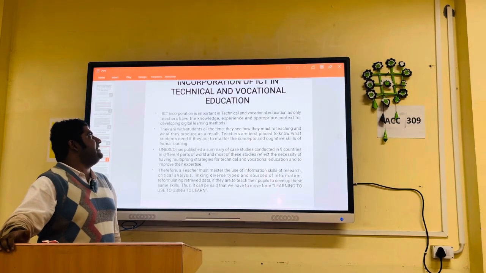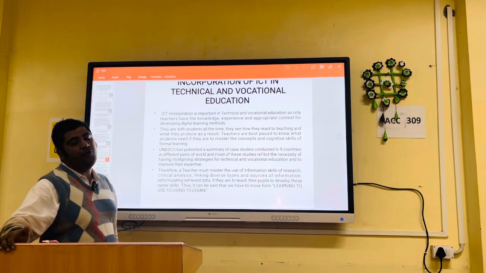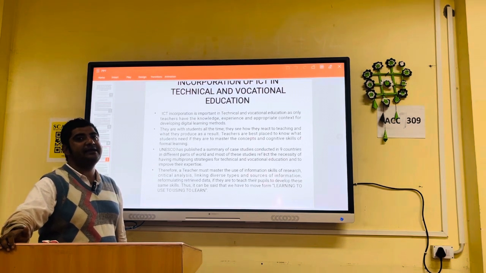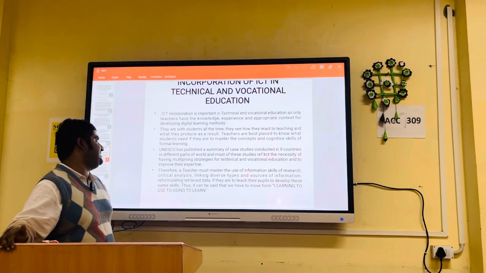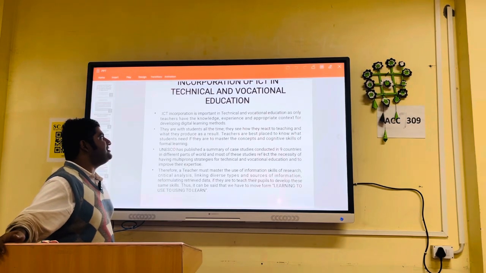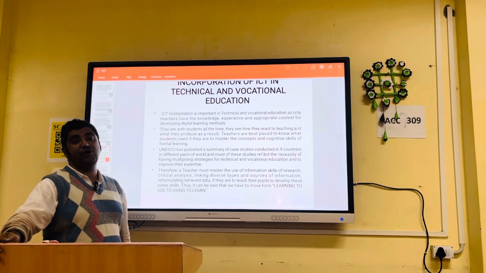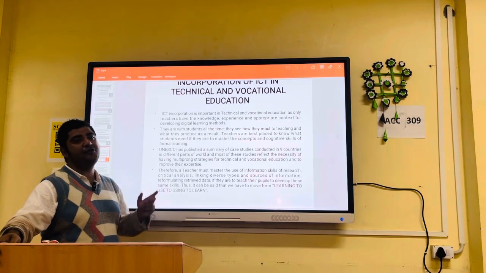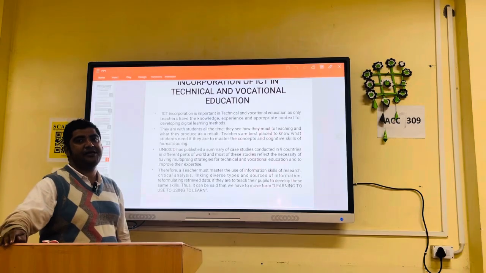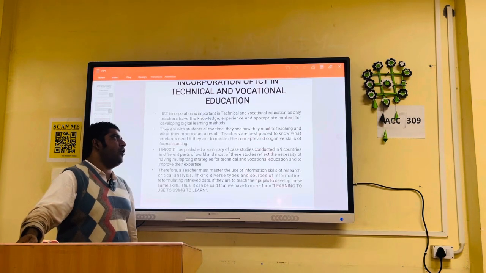Incorporation of ICT in technical and vocational education. How ICT is being included in our technical and vocational education. ICT incorporation is important in technical and vocational education as only teachers have the knowledge, experience, and exploration power in including the knowledge-based curriculum towards the student.